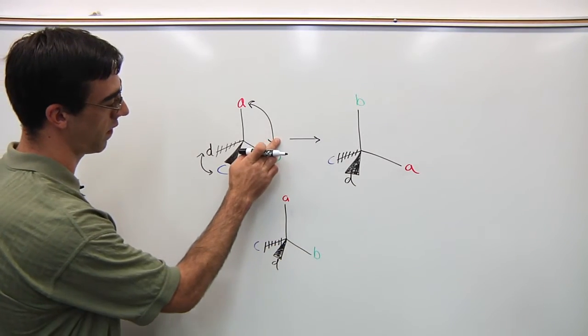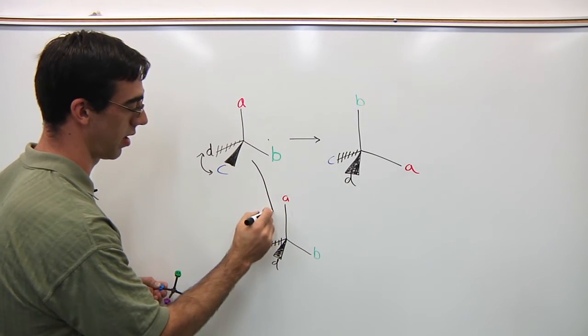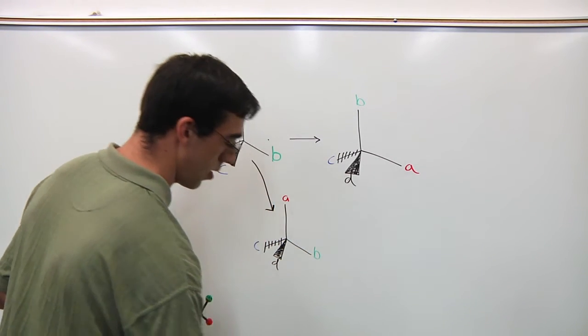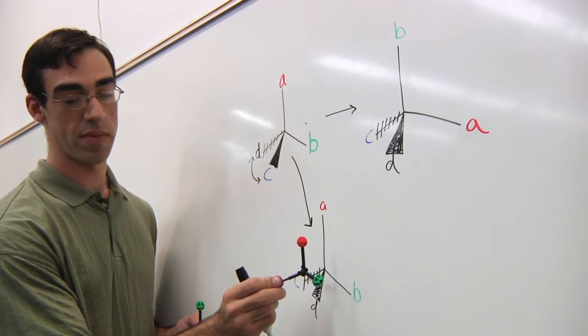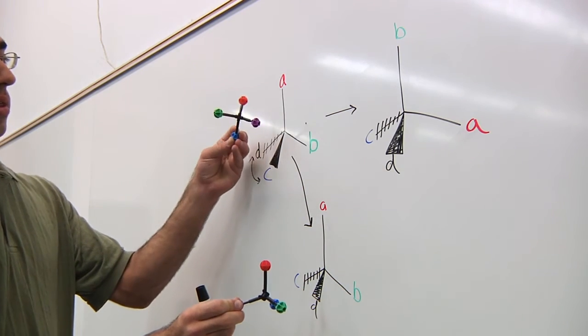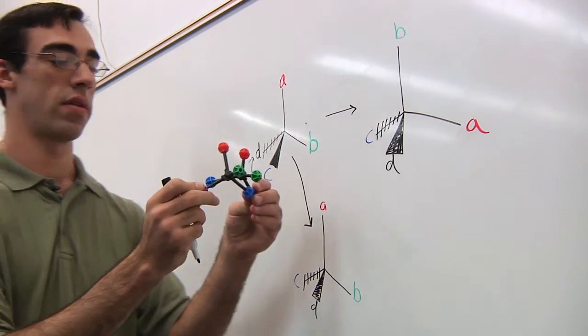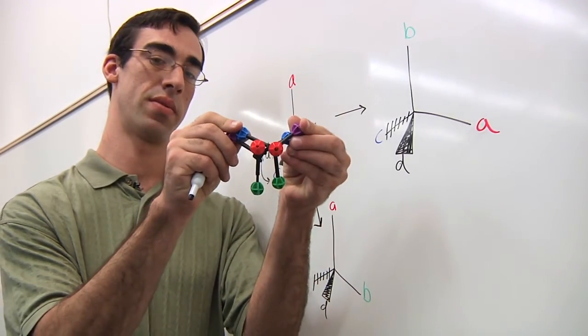However, if you were to change only one set, you would end up making the enantiomer. As you can see, this model lines up with this structure right here, as well as this model lines up with this structure up here. However, these 2 structures are non-superposable mirror images.